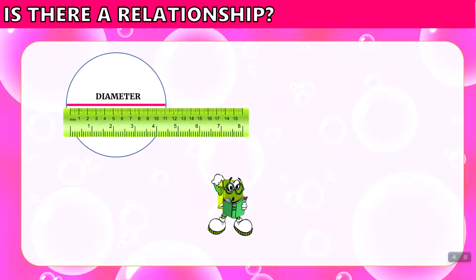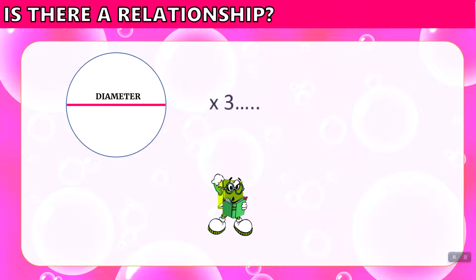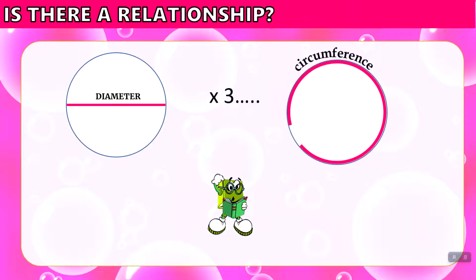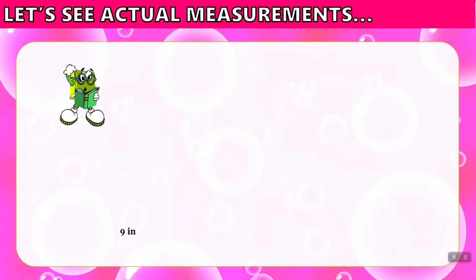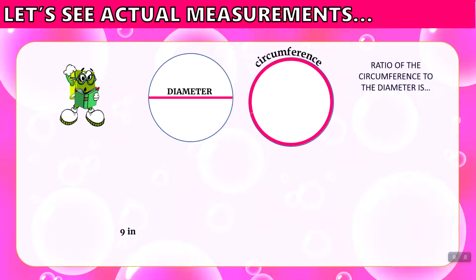And so let's look at the relationship again. Here's the diameter of the circle, and we can use a ruler to measure the diameter of the circle. When we multiply that by 3, the distance that we get almost completes the circumference, which means we need a little more than 3 times the diameter to give us the circumference. And so let's see some actual measurements. We will look at the ratio of the circumference to the diameter.